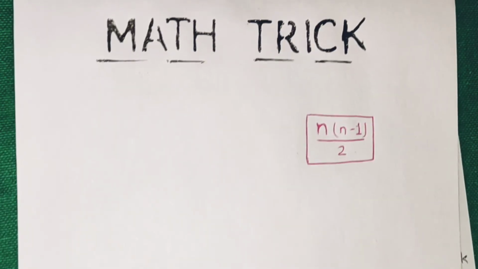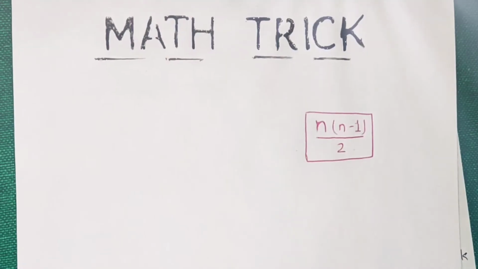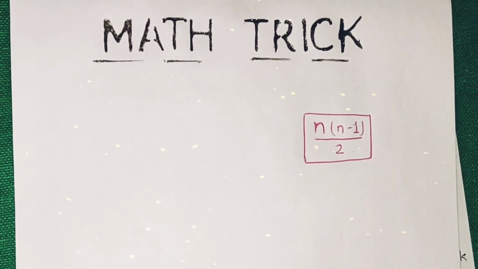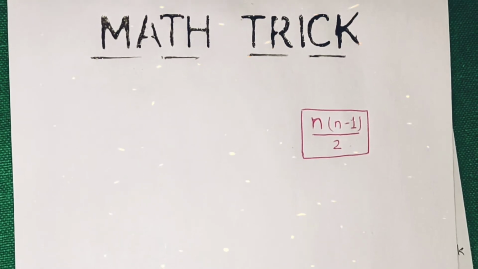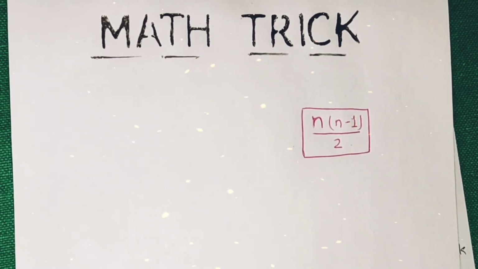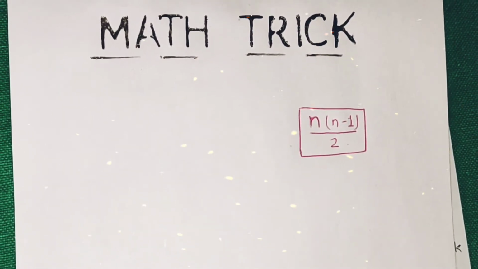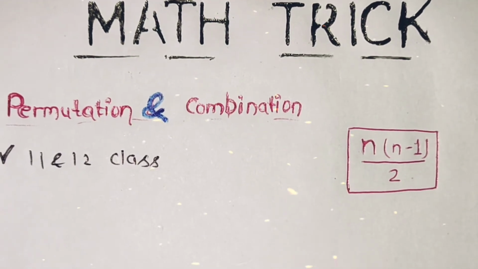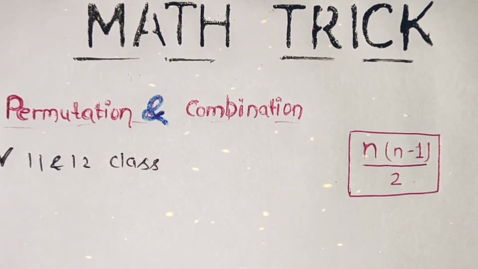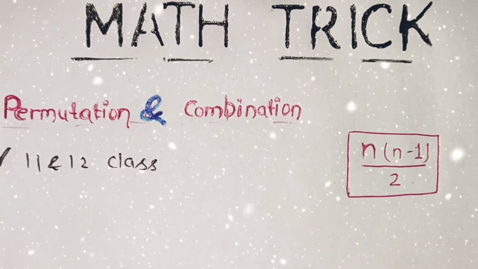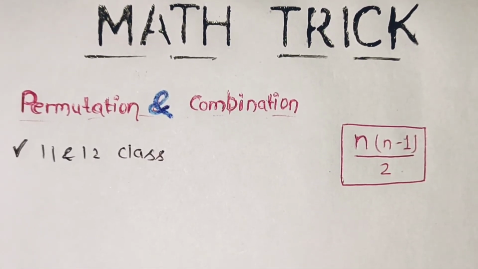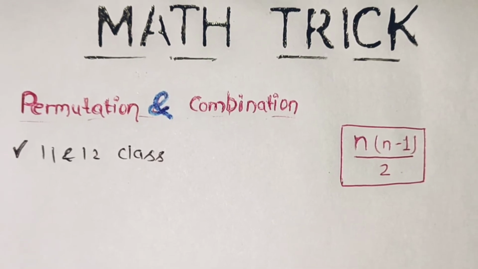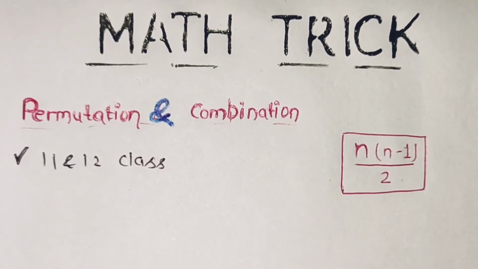This time I am going to solve a question by a long method, and at the last I will give you a formula which can be directly applied for such type of question, that is written over here. The question is from the topic permutation and combination, which is important for class 11th and 12th. So first we will see the question and then solve by a long method. So let's get started.